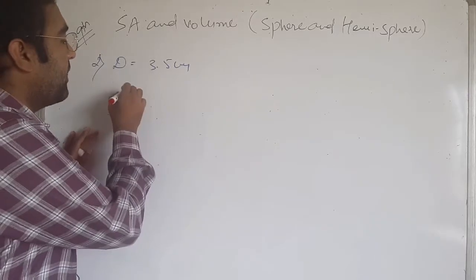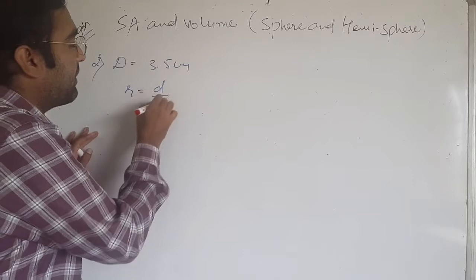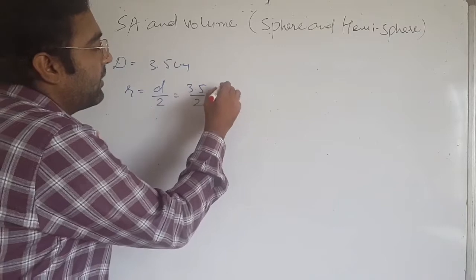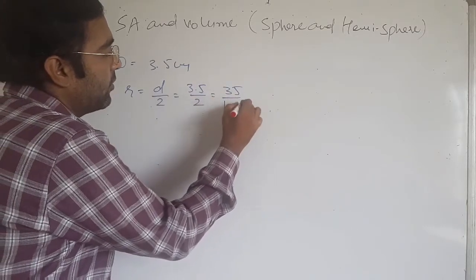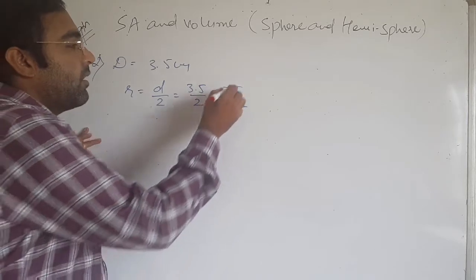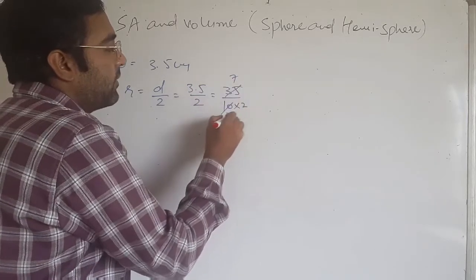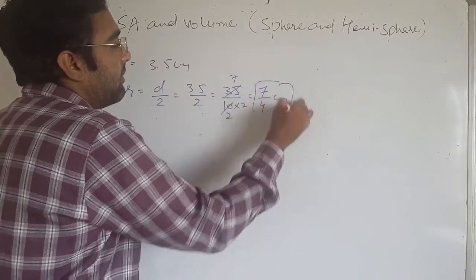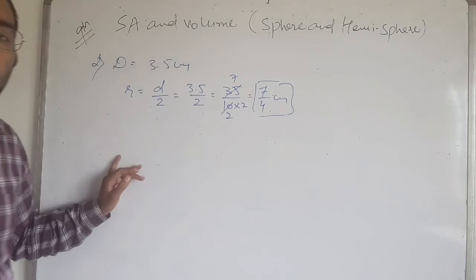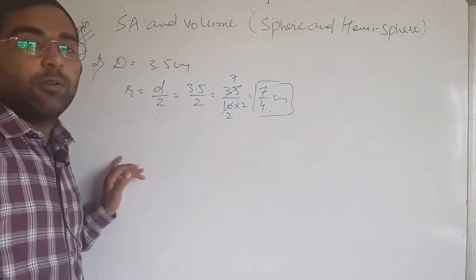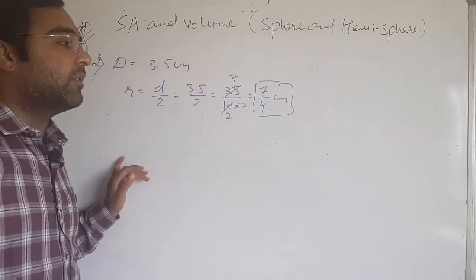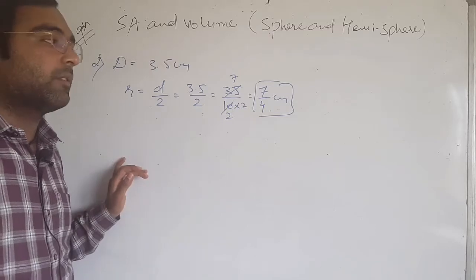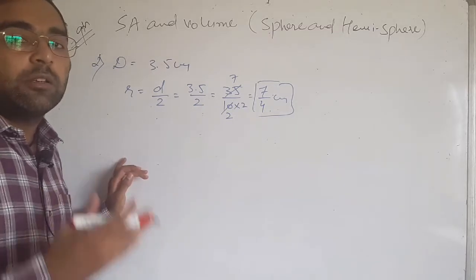So the diameter is 3.5, so my radius is diameter divided by 2. Therefore 3.5 divided by 2. I'll take the point out of that, therefore 35 by 10 into 2. So 5 7s are 35, 5 2s are 10. So your answer is 7 by 4 centimeter. Okay. If you want to cancel this, you can, but I am not doing cancellation here because I already cancelled in this sum whenever we calculate with the formula.